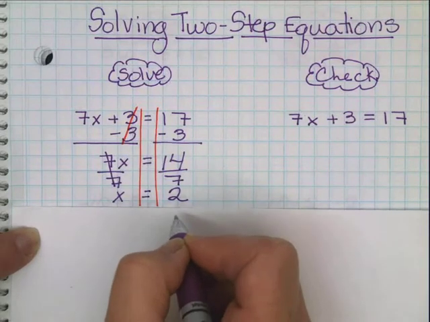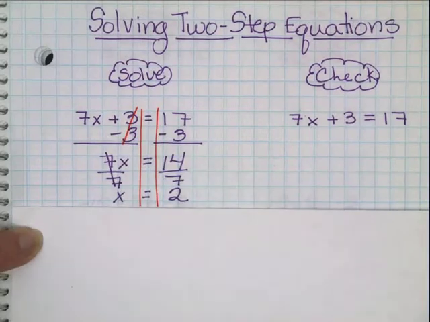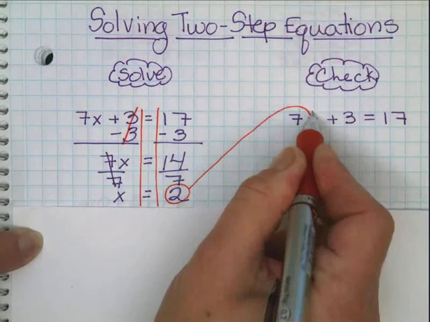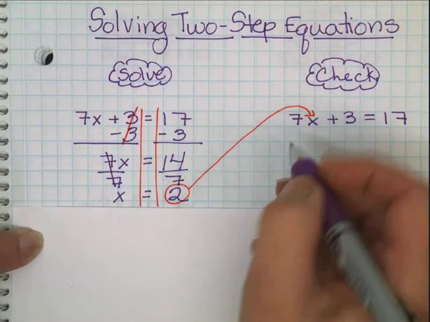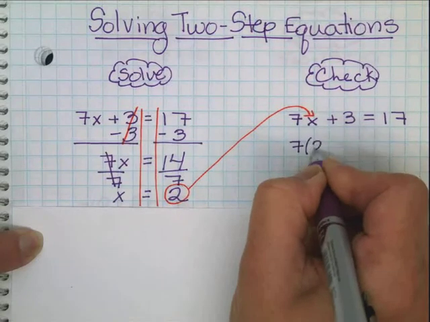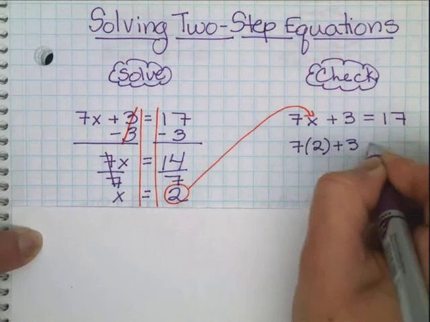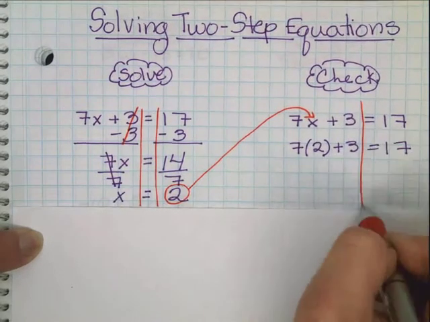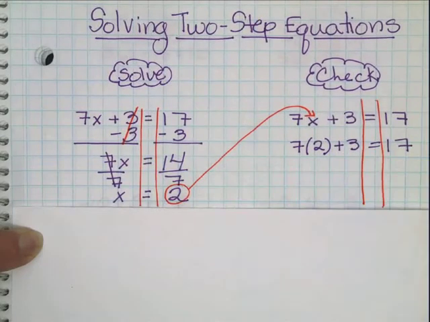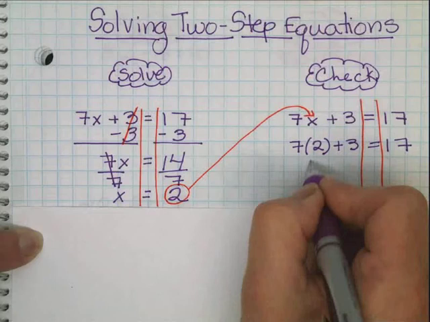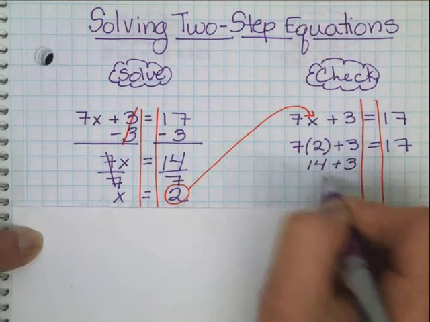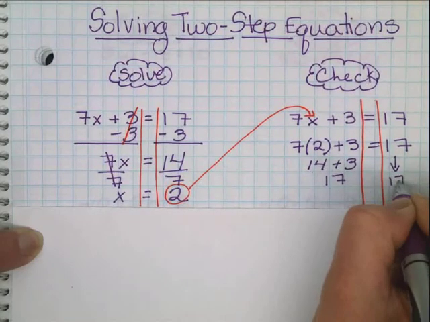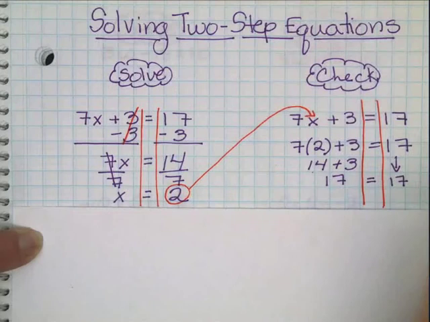But now it's important to check my work to make sure I haven't made a careless mistake. So what I'm going to do is take the 2 from my answer and substitute it for the x in the equation. I'm now going to rewrite the equation. 7 times 2 plus 3 equals 17. Once again, I'm going to draw my ladder so that I keep both sides of the equation balanced. 7 times 2 is 14 plus 3. 14 plus 3 is 17. Bringing down the 17 from the right-hand side, I see that my equation is indeed balanced.